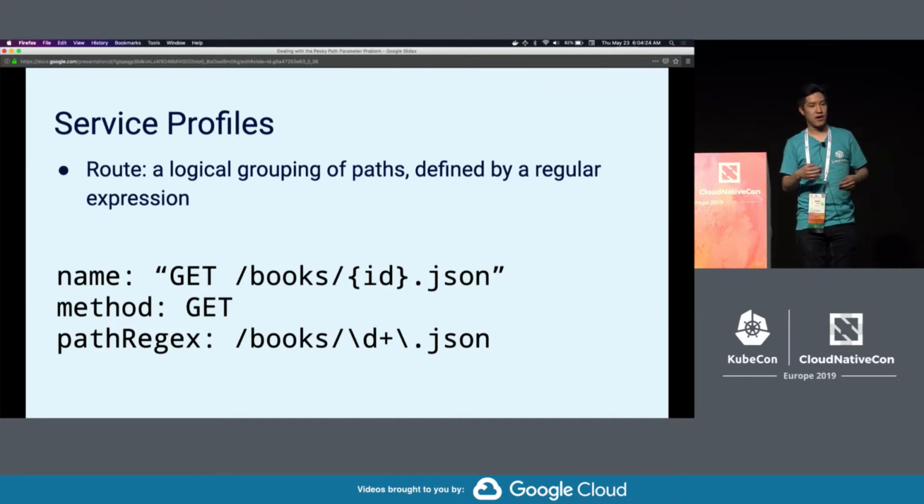In this case, we define an HTTP method. So this is for gets. And then just a regular expression. So we say that this route should match anything that looks like books and then a number .json. And any request that has a path that satisfies those conditions is going to be part of this route. And it will get that route name as its label value.